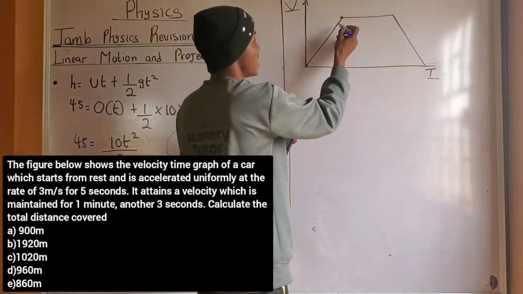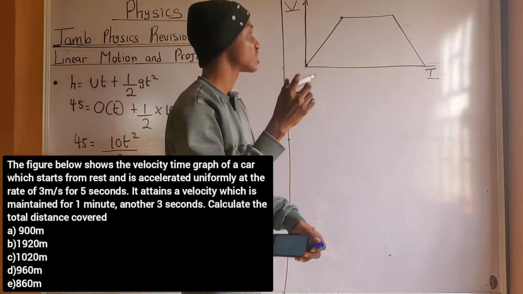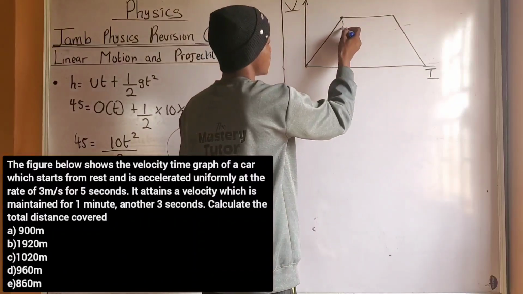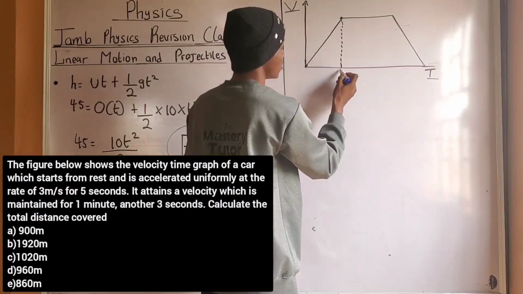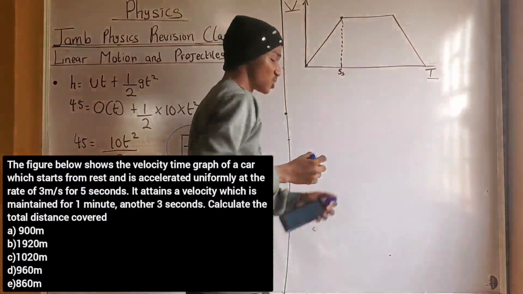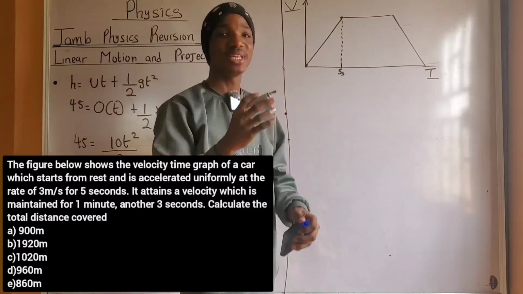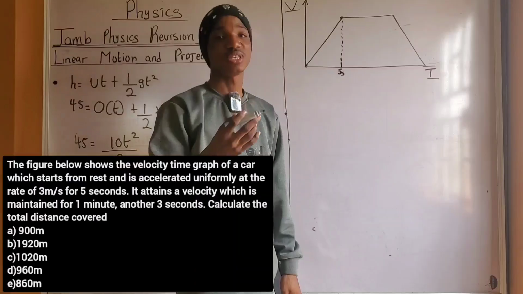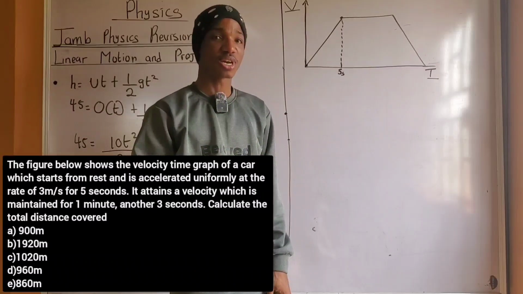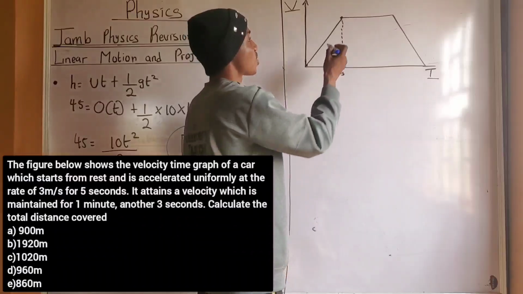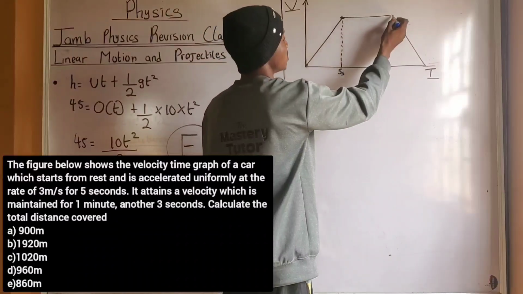So the line here, and for that, the seconds is what? 5 seconds. For that acceleration, the time is 5 seconds. So from this point, I'm going to have 5 seconds here. Now, after 5 seconds, it maintains that velocity for 1 minute. How many seconds is 1 minute? That is 60 seconds, right? So when it maintains the velocity, it covers from this point to this point.